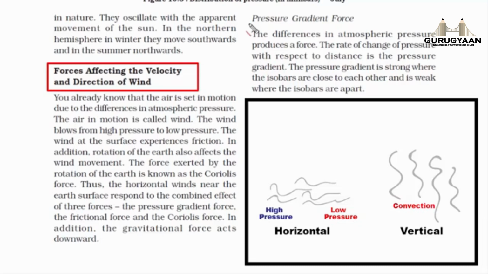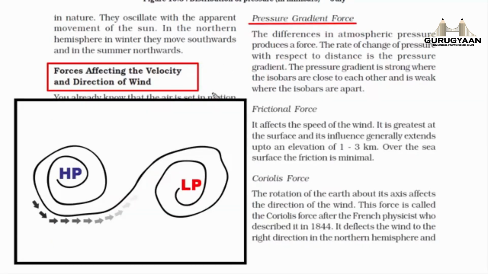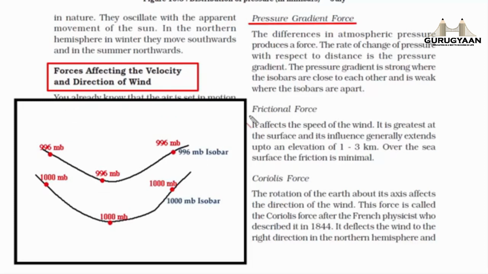Now let's quickly summarize the forces that are responsible for the horizontal movement of wind. The first one is pressure gradient force, which is the force that moves wind from high pressure to low pressure zone. Now gradient means slope, so the pressure gradient is strong where the isobars are close to each other, and it is weak where the isobars are apart.